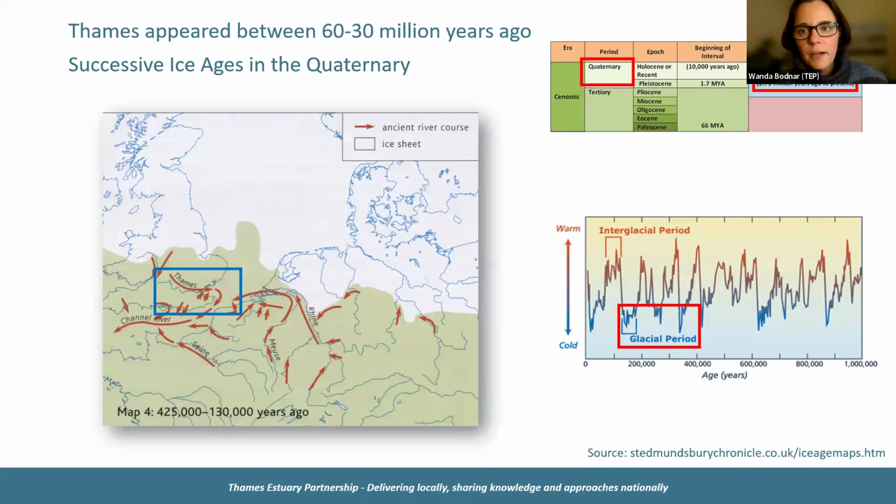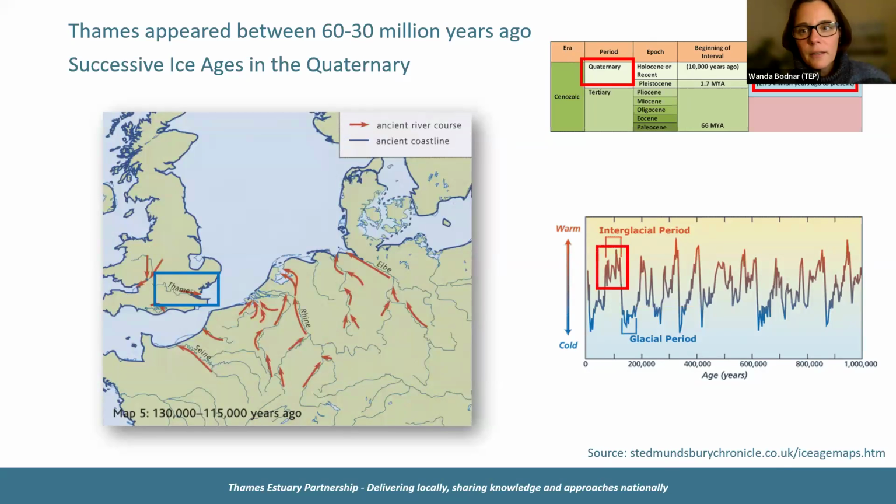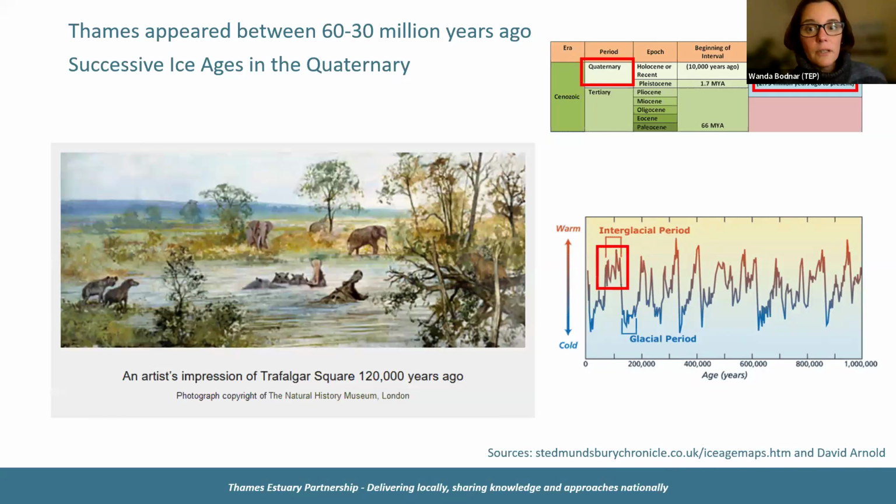Between 425 and 130,000 years ago, there was another predominantly cold period. And between 130 and 115,000 years ago, the climate started to warm again, and Britain was completely cut off from mainland Europe. It was this period when the average temperature was about 2 to 3 degrees Celsius higher, and southern England had a tropical climate. A specific example here is Trafalgar Square, where remains of tropical animals were found.